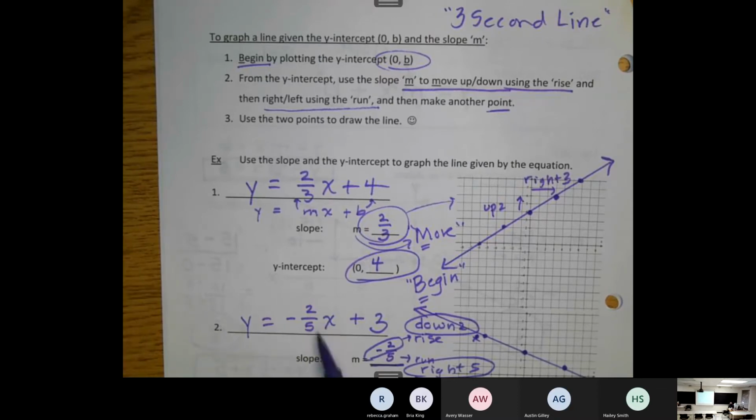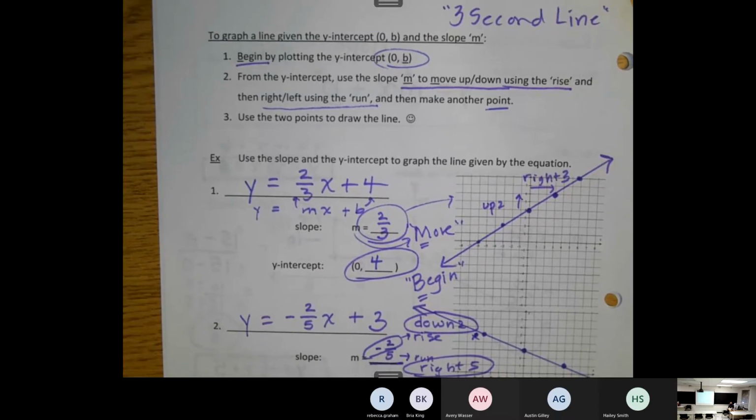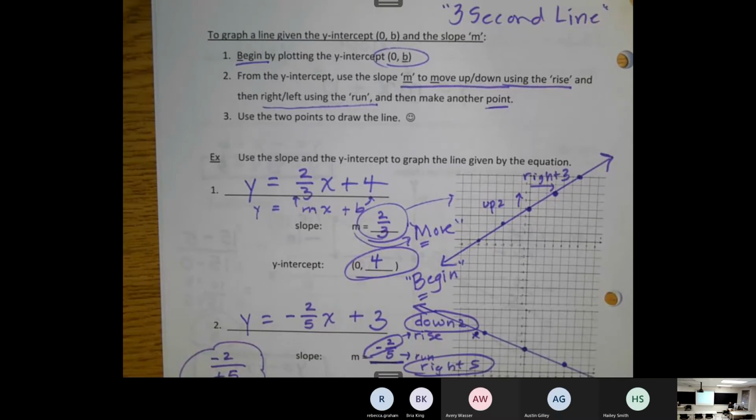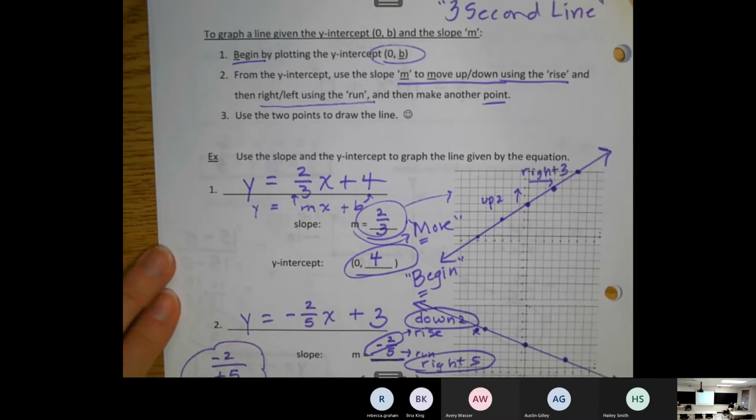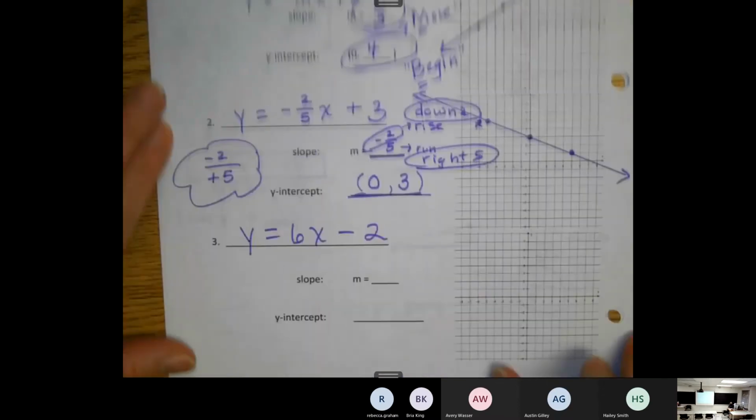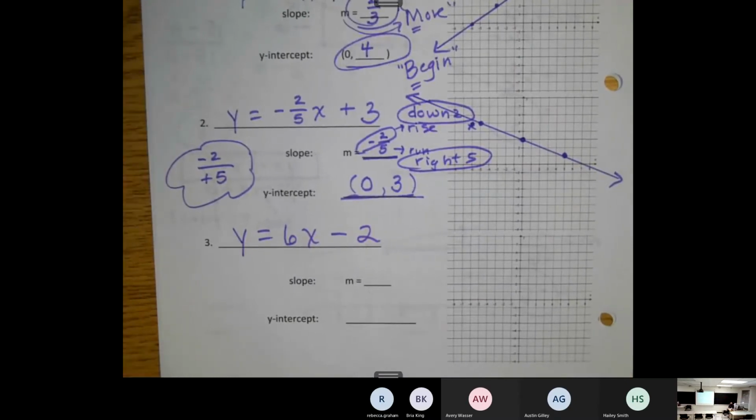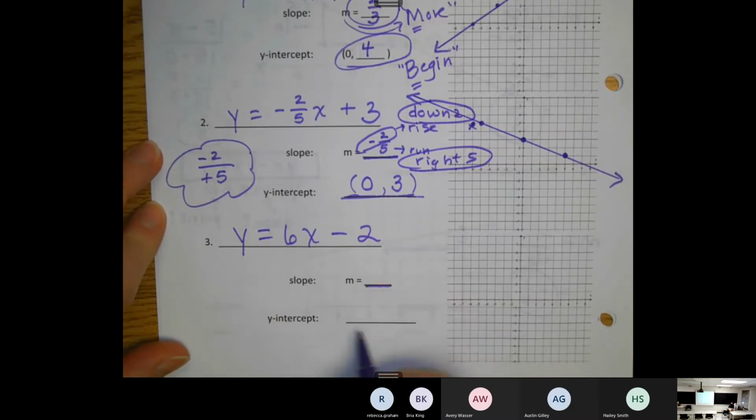So a little tip there, if we have a negative slope, put the negative with the top number and keep the bottom number positive, like negative 2 over positive 5. One other thing we might come across is a slope that looks like a whole number. So maybe for number 3, we'll write down y equals 6x minus 2. Take a second to see what the slope and the y-intercept are this time.